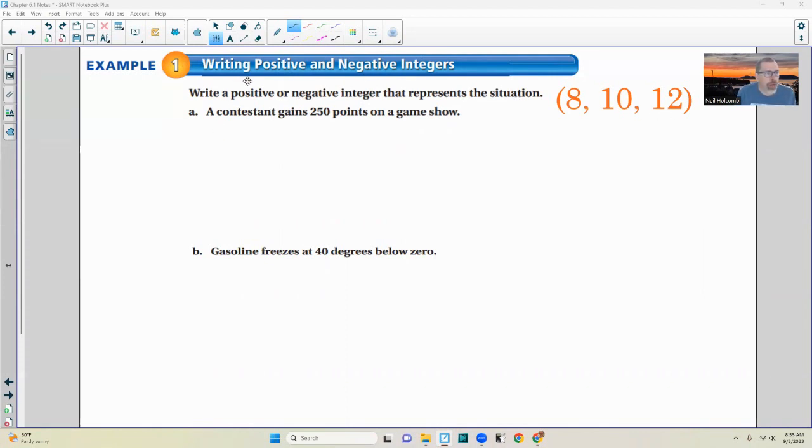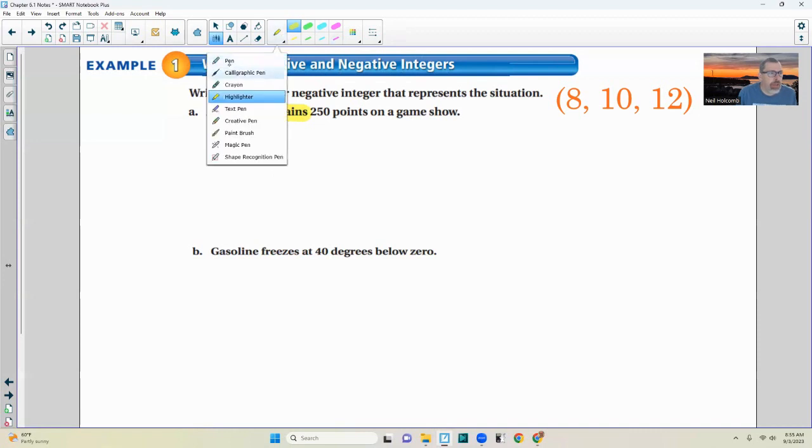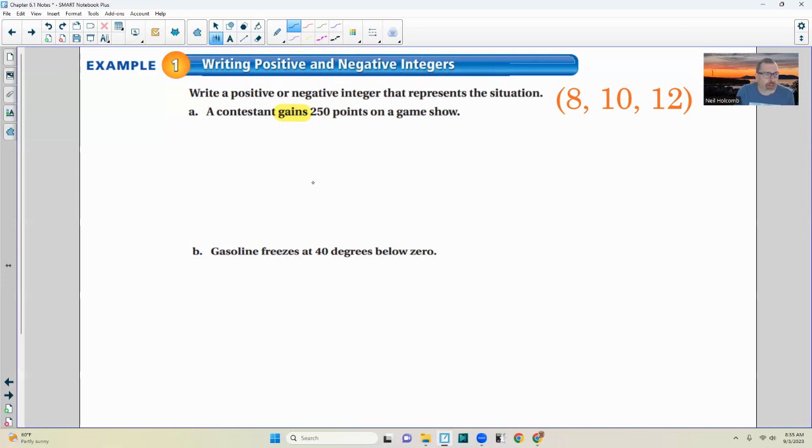So here we go. Example 1, writing positive and negative integers. It says write a positive or negative integer that represents the situation. A contestant gains, timeout, I like using highlighters. There's the key word to this problem: gains 250 points on a game show. Okay, so they're playing some game show on TV and they gain 250 points by doing something or answering a question. So how can we represent that? Well, we can write it as a positive 250. Remember, we can use a plus sign in front of positive numbers. Positive 250. Okay, so there it is. The key word there was gains.